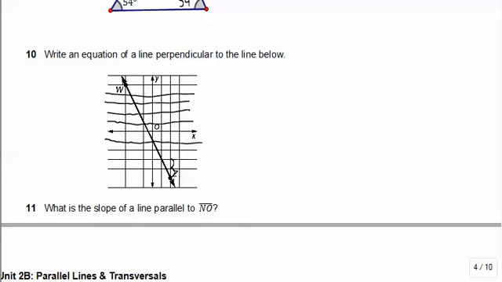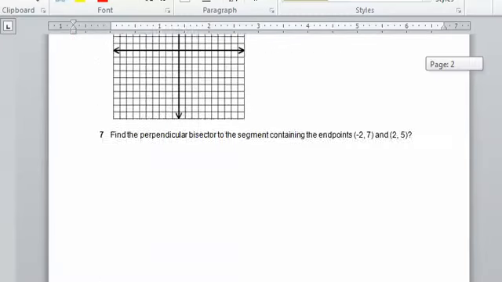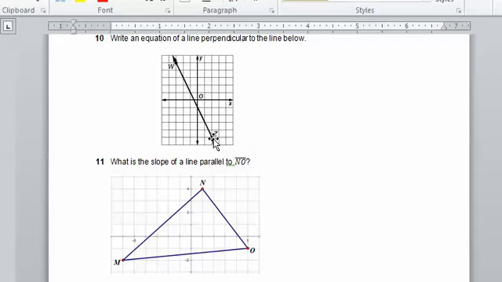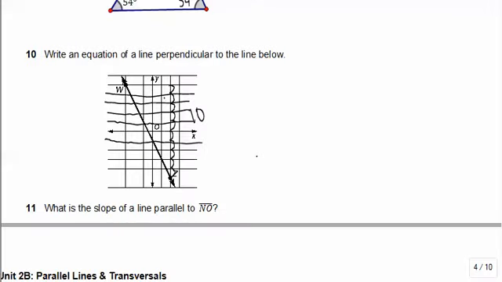So we go up 1, 2, 3, 4, 5, 6, 7, 8, 9, 10. I think that's right. Let me check the original just to make sure. 1, 2, 3, 4, 5, 6, 7, 8, 9, 10. The printer just doesn't like this program I'm using. And then it goes over 1, 2, 3, 4, 5.